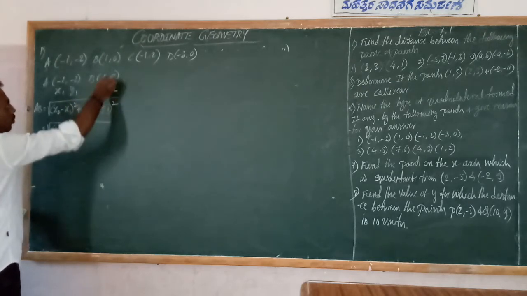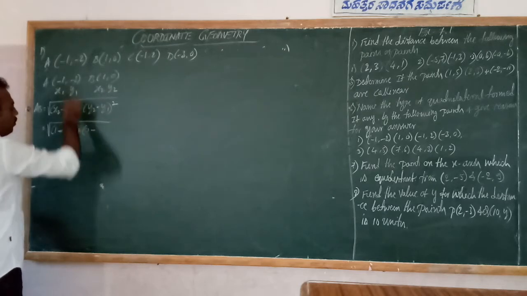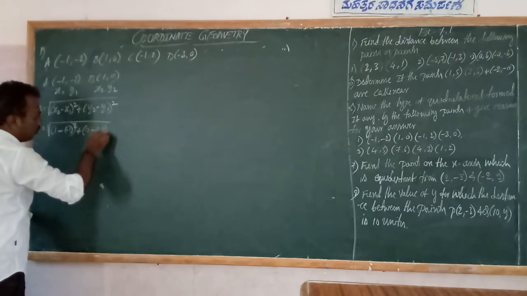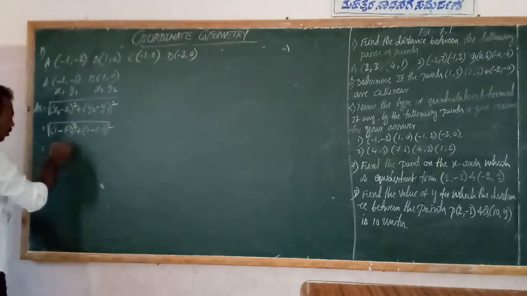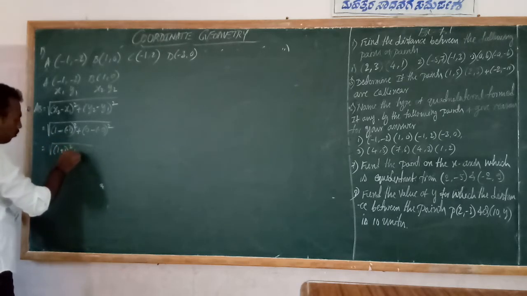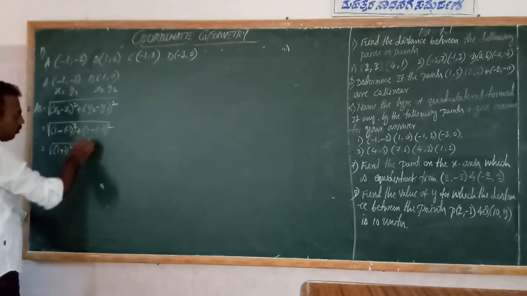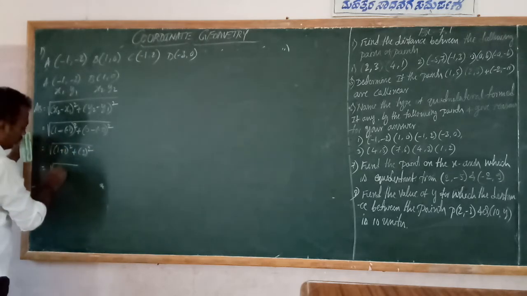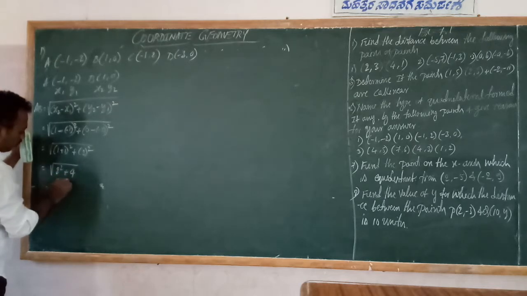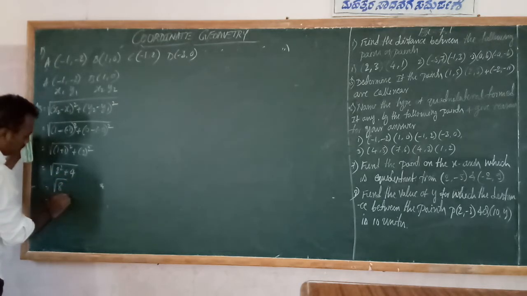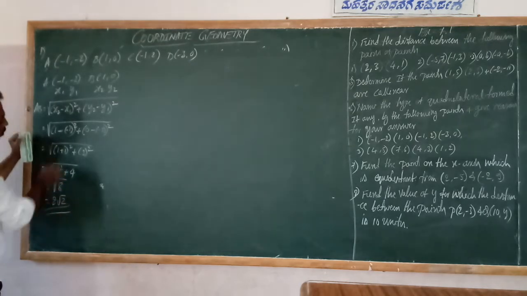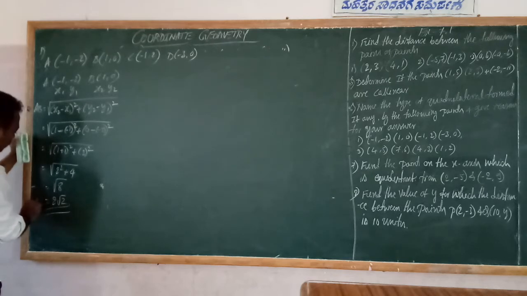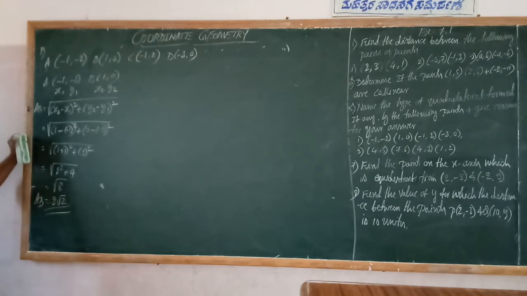Then y2 is 0 minus y1, which is -2, so 0 minus of -2 whole square. So square root of (1 plus 1) whole square plus (0 plus 2) whole square, which is square root of 2 square plus 2 square. 2 square means 4, 4 plus 4 is root 8. Root 8 means 2 root 2. Correct? 2 root 2 is the length of AB.